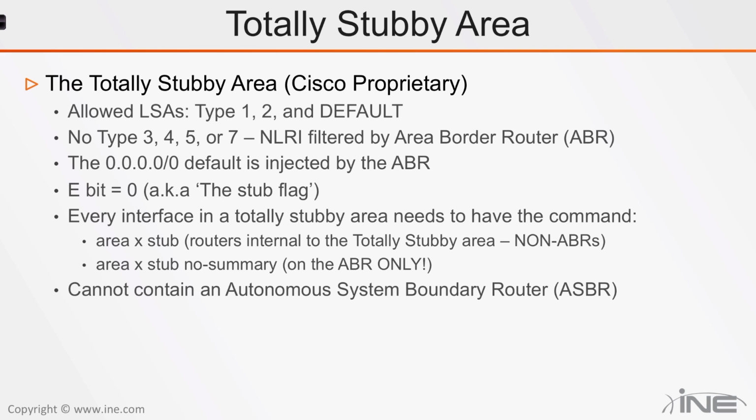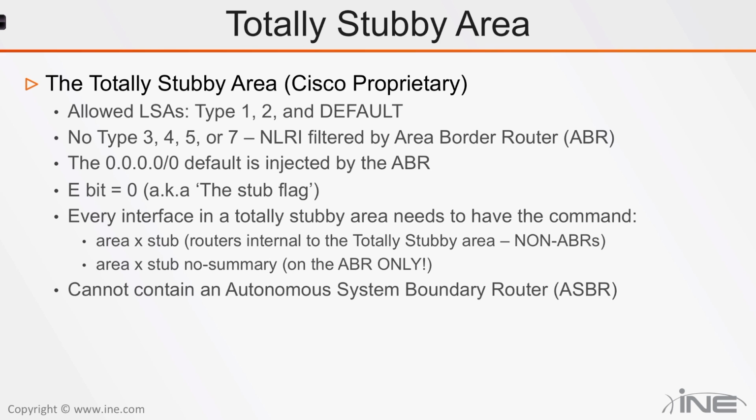Now, the ABR is again going to be responsible here. You'll notice that when we did it with the stub, the injection of that default happened auto-magically for us, right? It just showed up there in the routing table on router 7. And the same is true with the totally stub. Now, the E bit, right? Again, it's the stub flag. So the E bit is still going to be cleared. It's going to be set to 0.